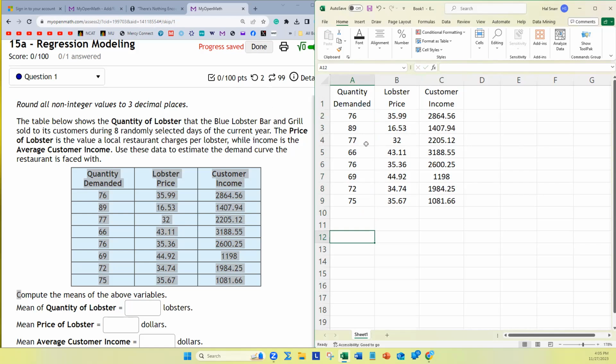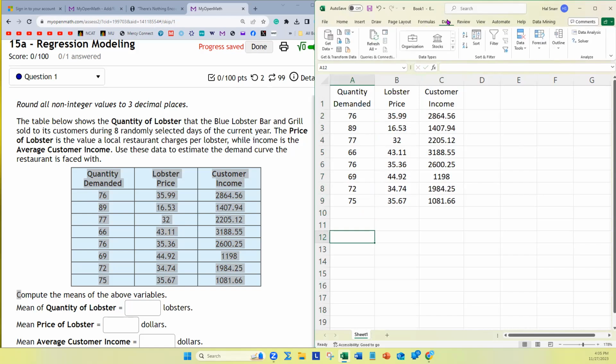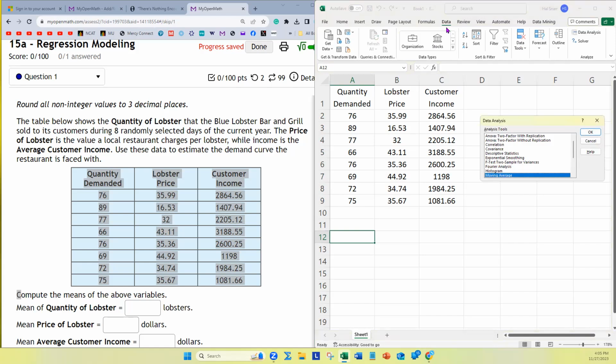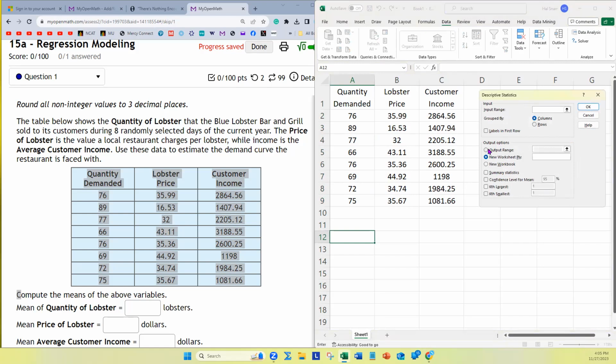So we have to do some descriptive statistics. Let's go to data analysis. So we're going to click the data tab up here, and then click data analysis in the ribbon. And then you can do descriptive statistics right here. See that? This is a fast way to get the means. And then we'll just hit OK. I'll put the output.